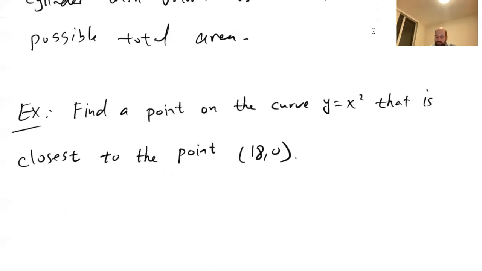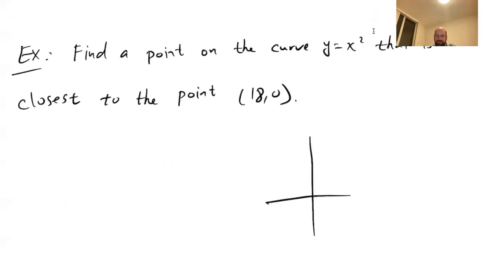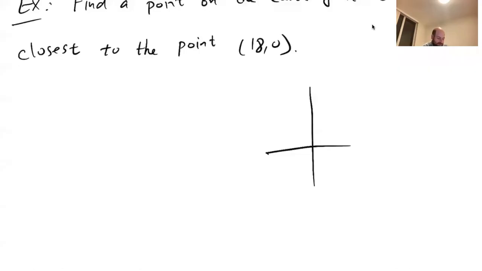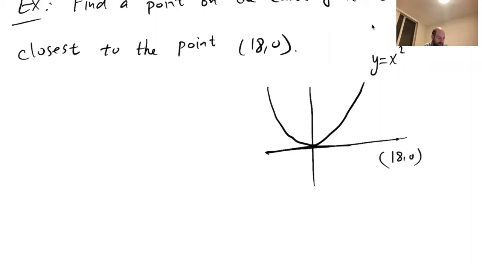Okay, so this is a curve y equals x squared, of course, the parabola. So this is the parabola here, y equals x squared. And then we have a fixed point 18 and 0. Let's say this is 18 and 0. And we want to find the point on the parabola that is closest to this point. In other words, we want to have the distance between this fixed point 18 and 0 and the point on the parabola to be minimized.